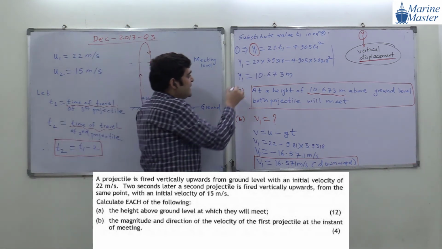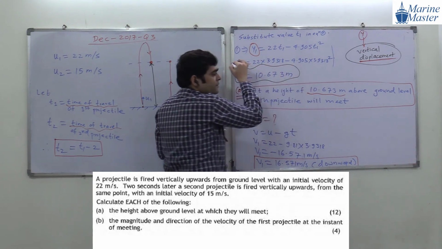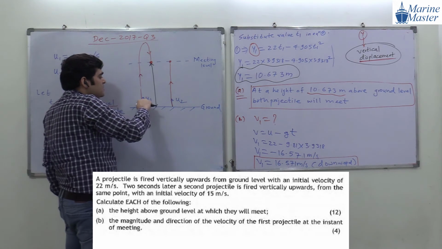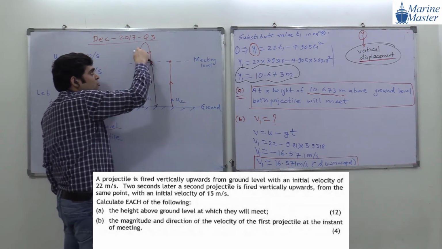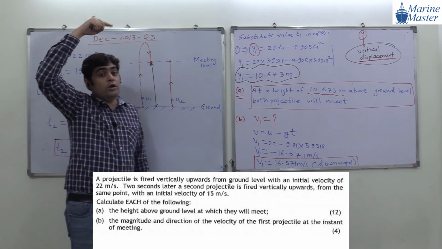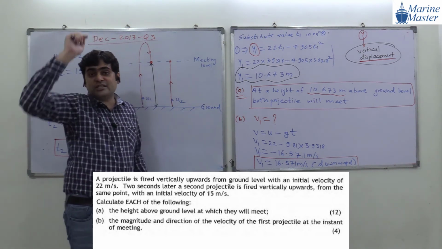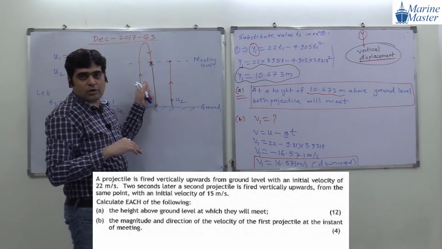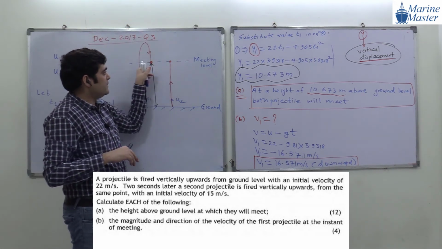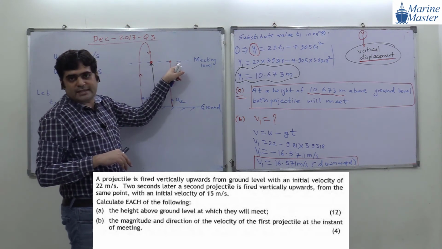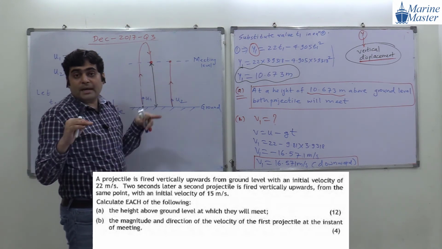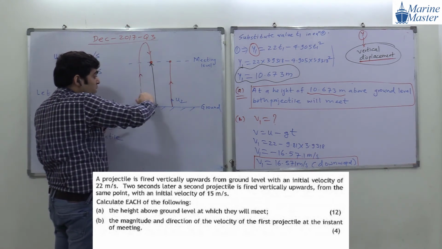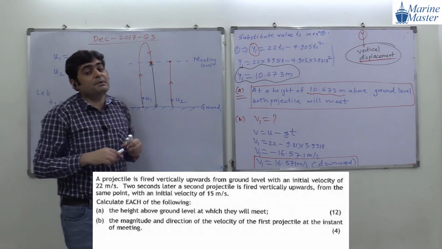And that's what we got here: the shortest distance. Though the distance traveled by the first projectile is more, it goes up to the highest point, where its velocity becomes 0, and then it falls down. At the meeting level, they will meet each other. Are you getting my point? Try to see the scenario here. Though the distance traveled is more, what is meant by vertical displacement?